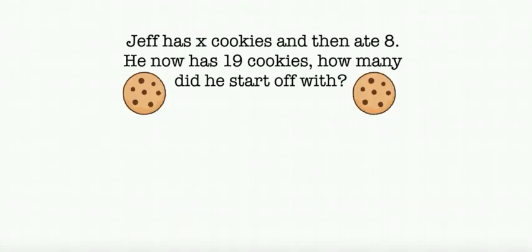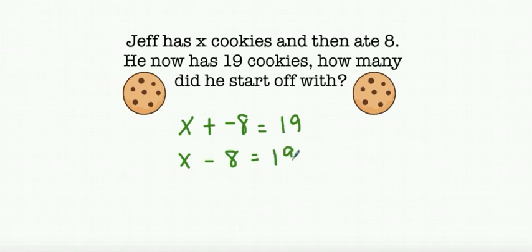So here in this word problem, Jeff has x cookies and then ate 8. He now has 19 cookies. How many did he start off with? So Jeff has x cookies. He then ate 8. So two ways we could represent this is x plus negative 8 or x minus 8. Just be mindful that they're the same thing. Is equal to 19 because that's how many he has now. And so in order to isolate our x, I could simply add 8 to both sides.